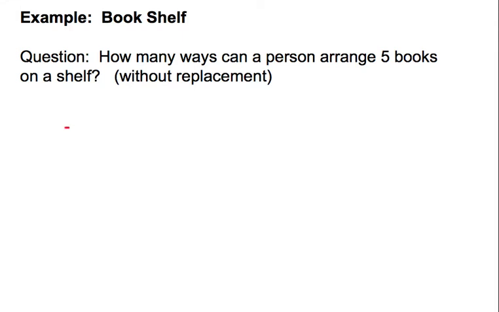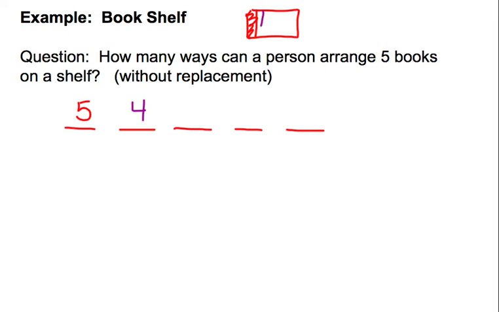So we start off with 5 books. I'm going to put some lines here. Here's my bookshelf, and I want to arrange them. How many different choices do I have for the first one? Well, I have 5. Now 1 has been chosen, so the book is on the bookshelf. Now I have 4 left, so I'll put the number 4 here next. Now this book has been chosen. It's on the bookshelf.